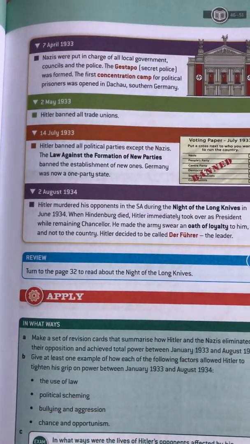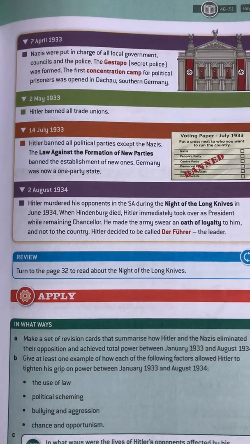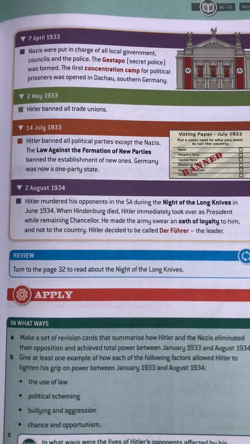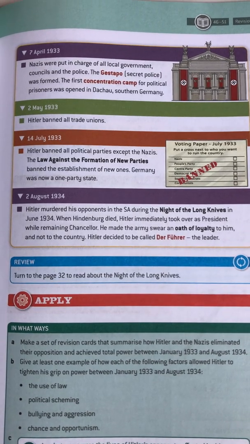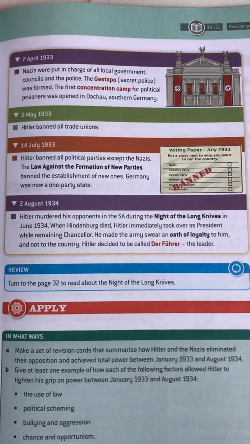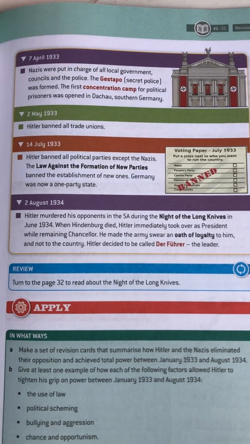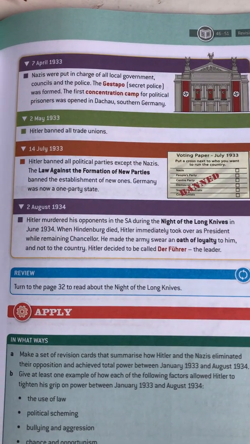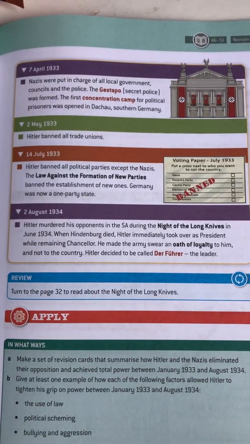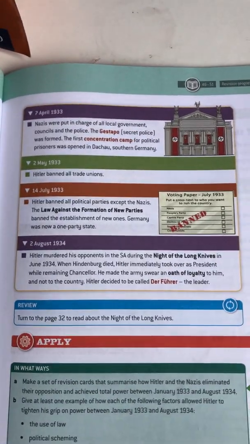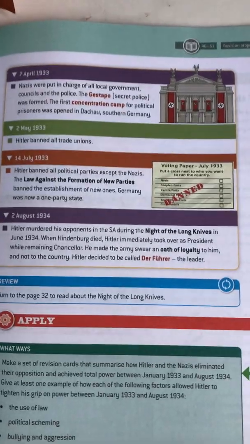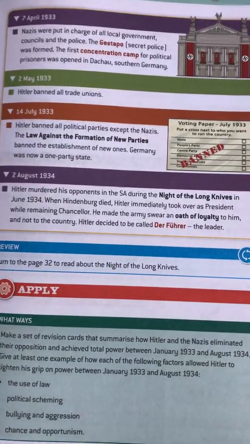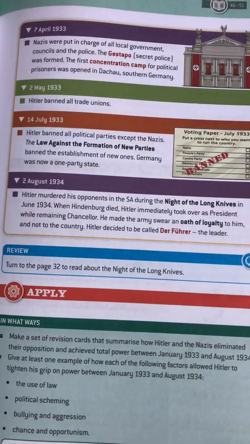And finally, August 1934, Hitler murdered his opponents in the SA. So this is the Night of Long Knives. This is where Hitler kills Röhm. He brings the SA under his control, so that military wing of the Nazi Party, and by doing this, he made the army loyal to the Nazi Party, to him personally, and they swore an oath to protect him. So he made the army swear an oath of loyalty to him, not the country. So Germany's army was now loyal to him personally.